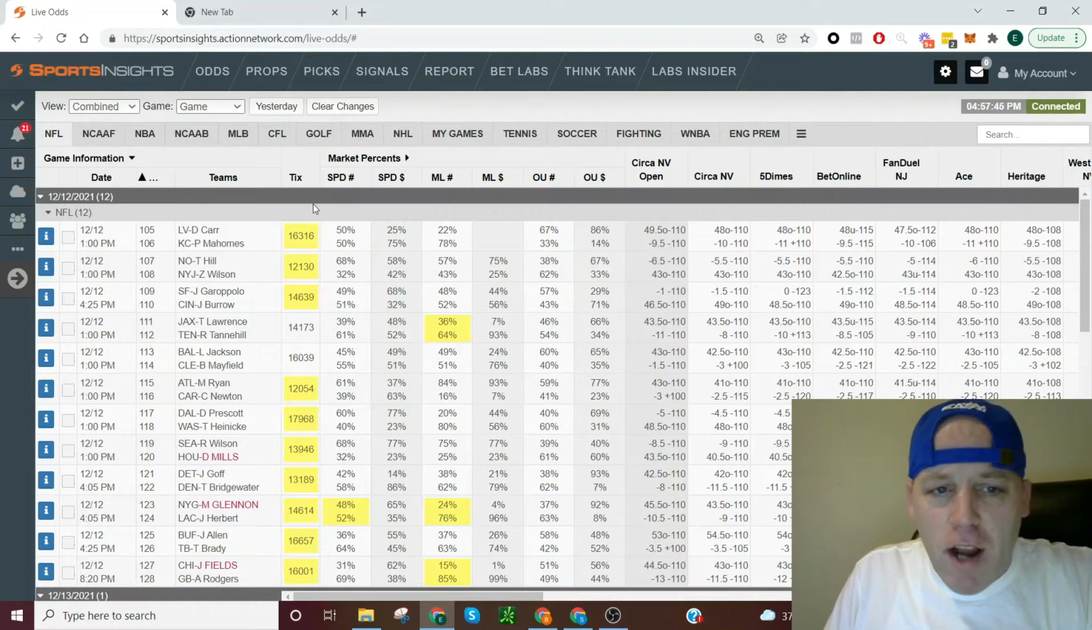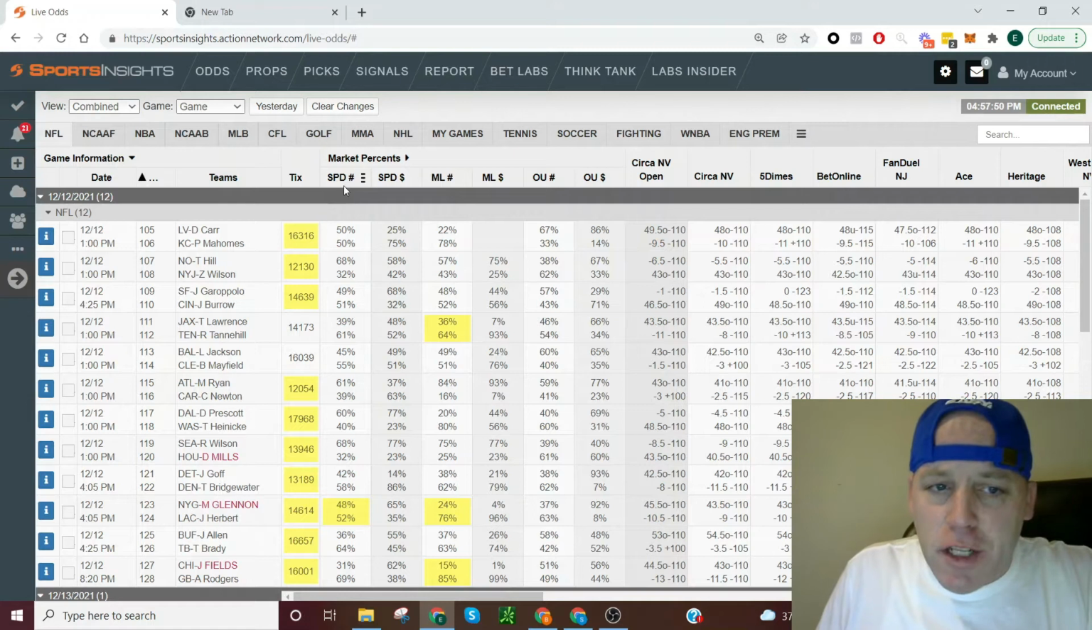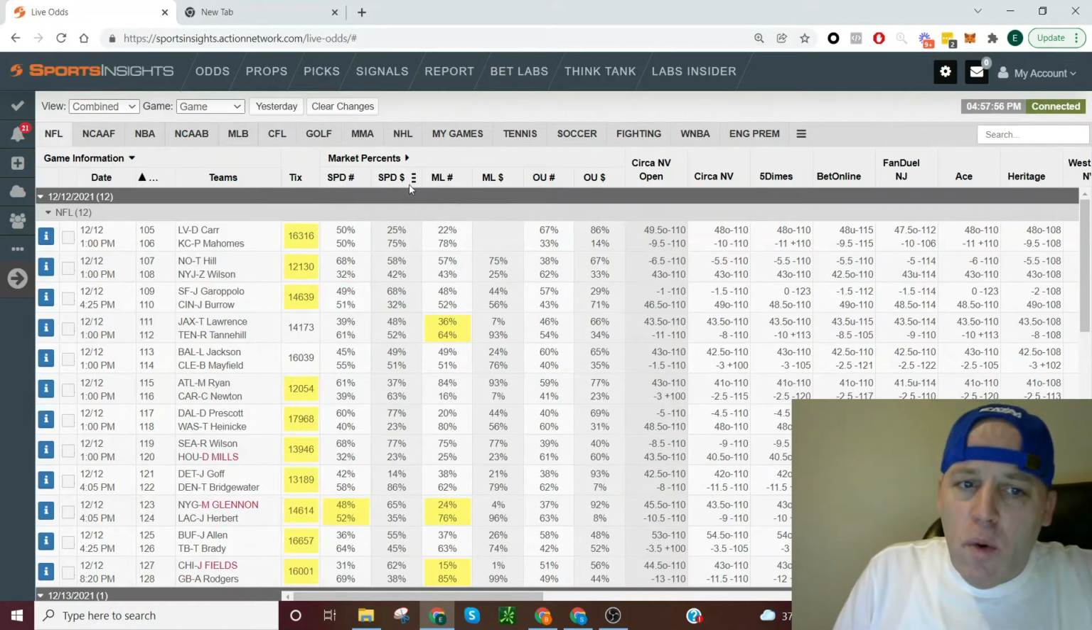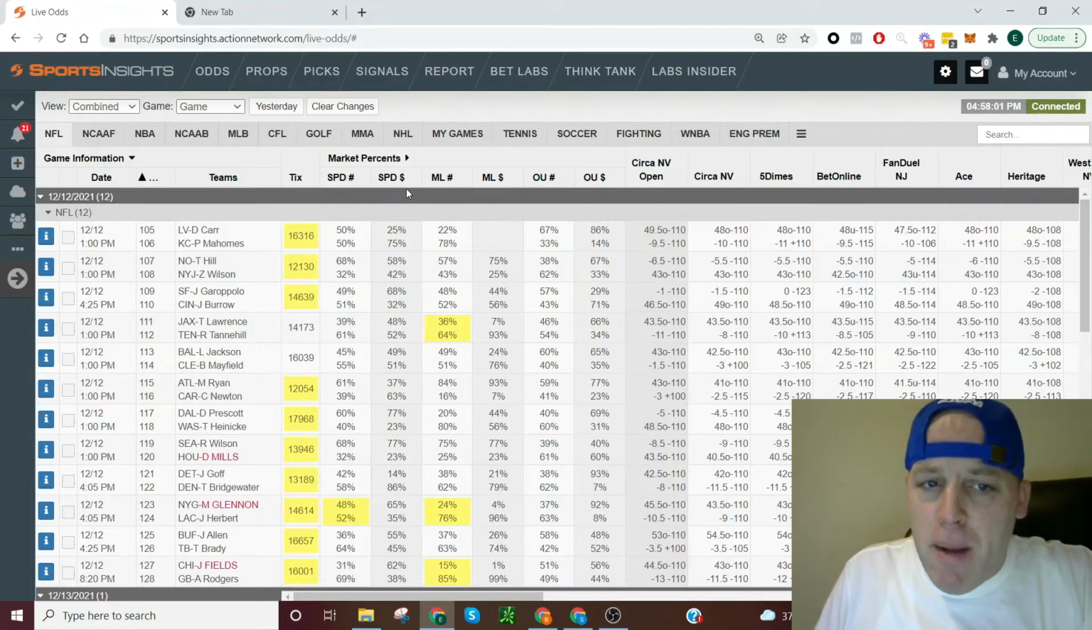Now, moving right along, we have SPD number sign. That's going to stand for spread bets, and then we have spread money. Now, it's also important to understand in a sport like the NFL, it's primarily a spread sport that's bet, more so than the money line, which is the next columns.